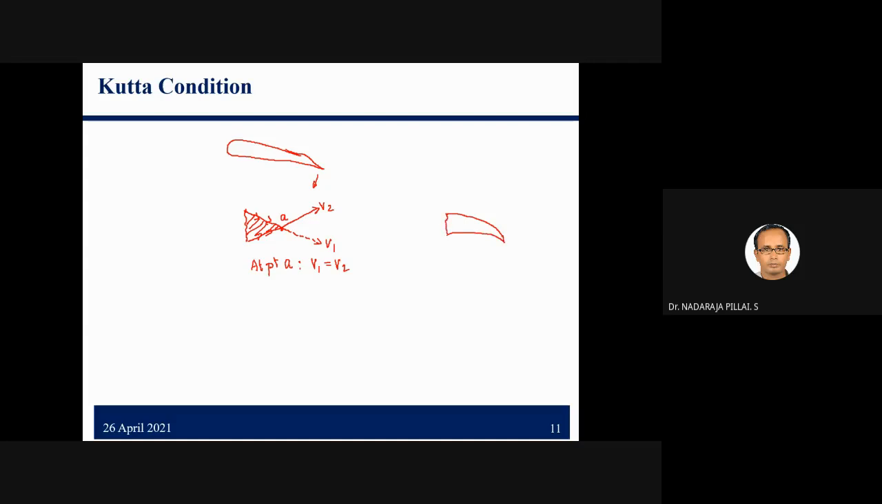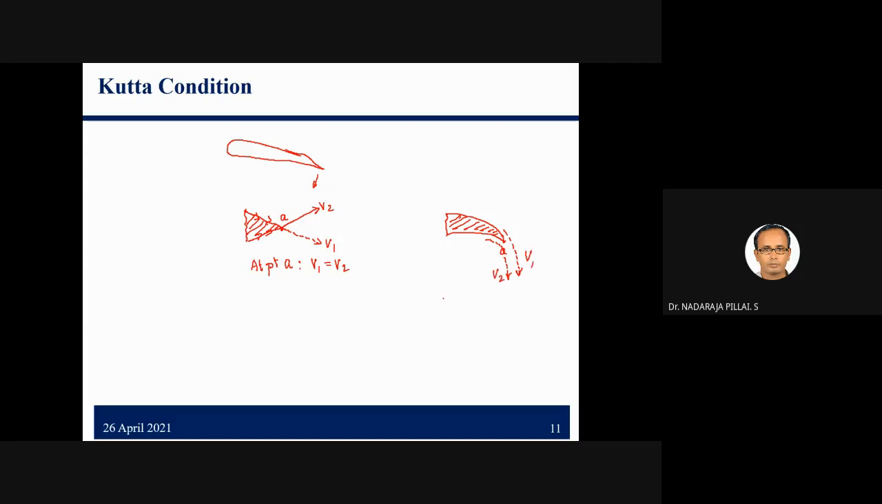This is another possibility. What happens if the trailing edge is cusped? So this is again a point A. If this is cusped, then you will have a flow like this. Again in the bottom also you will have the flow like this. You will have a velocity V1 and velocity V2.